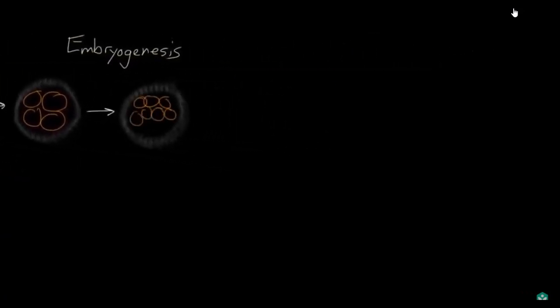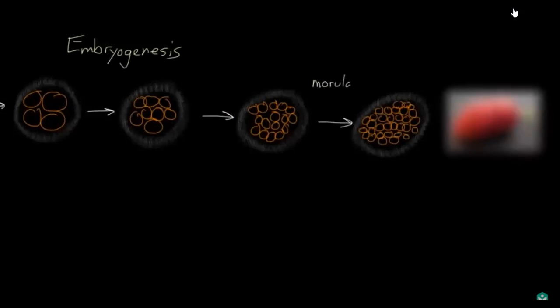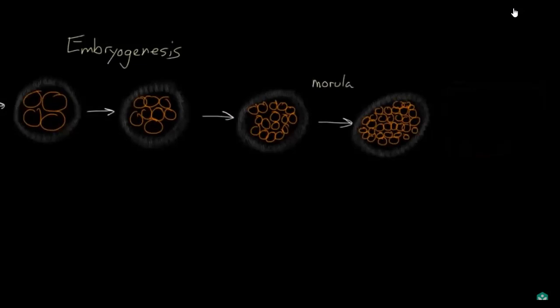So you've gone from 16 cells to 32 cells, and at this point you look different enough that somebody decides to give you a new name. So instead of being called a zygote, you're called a morula. Morula is just a Greek word that means mulberry, and you actually do look a little bit like a mulberry. So here's a picture of a mulberry from my front yard. This one's not quite right.